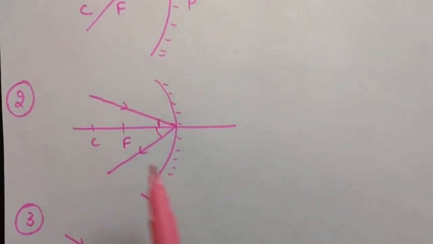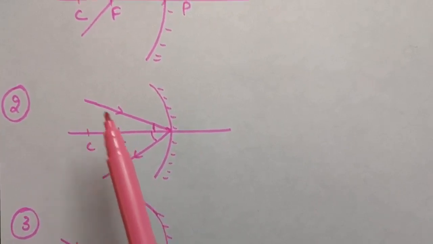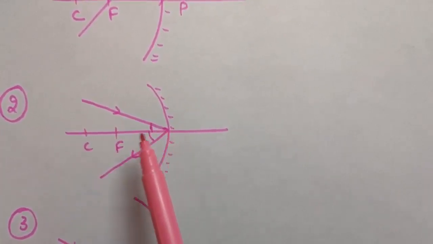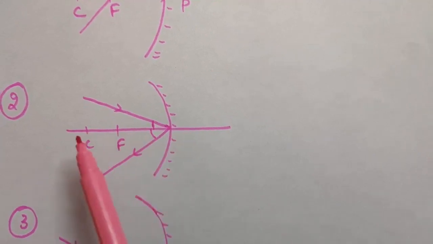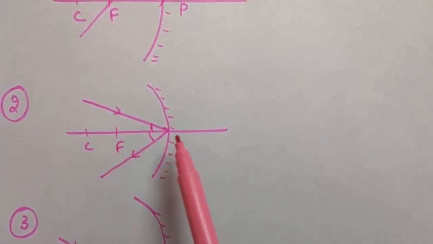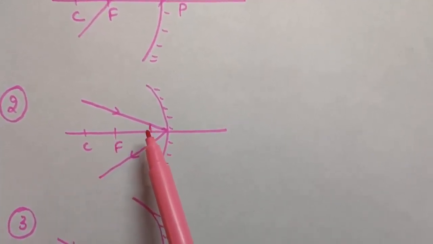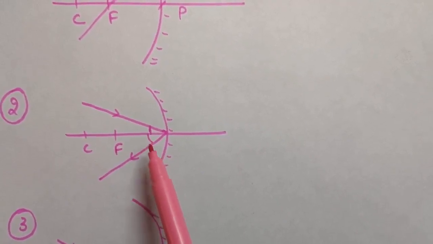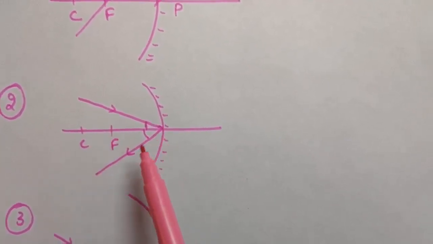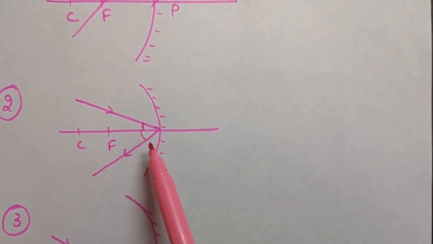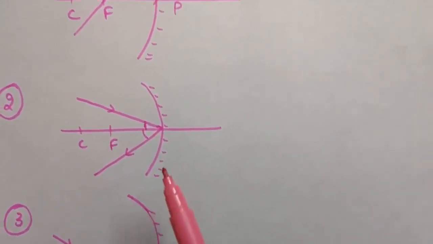Second, if the incident ray is striking at the pole, see, this is a line which is normal to the mirror because it is passing through C. So this is your angle of incidence and this will be your angle of reflection. So if it is coming like this, it will go like this and make the same angle with the principal axis. This is the second path.